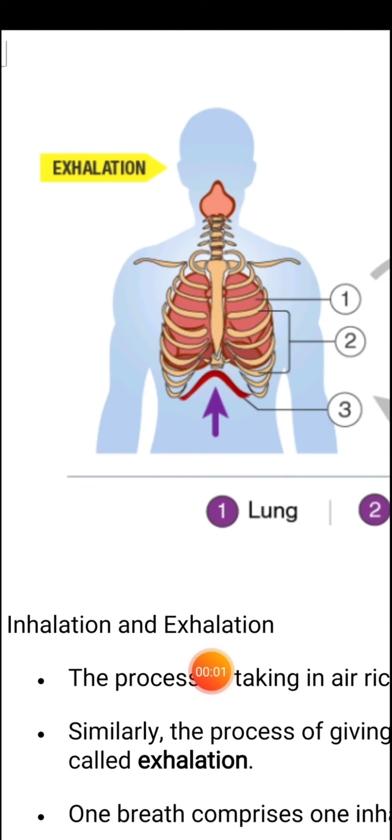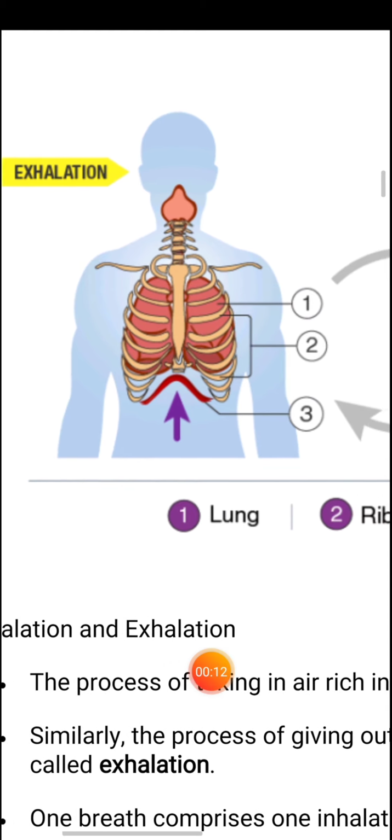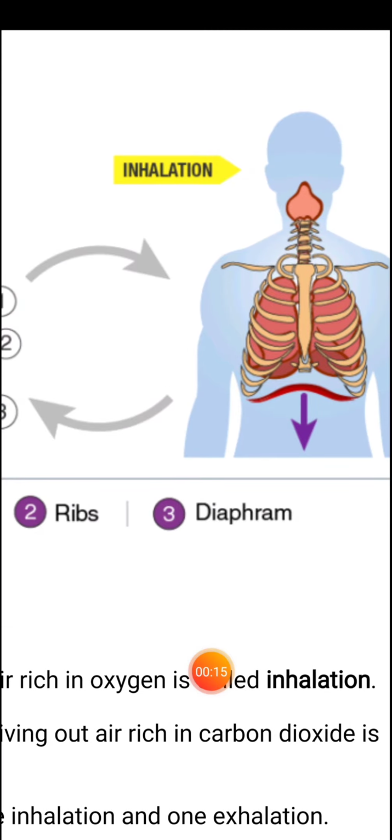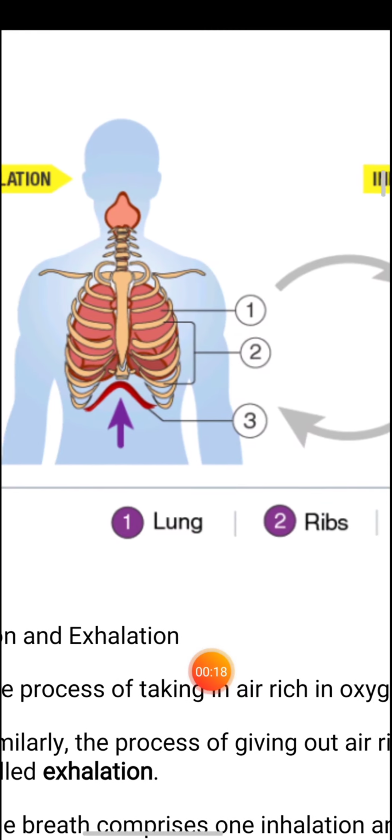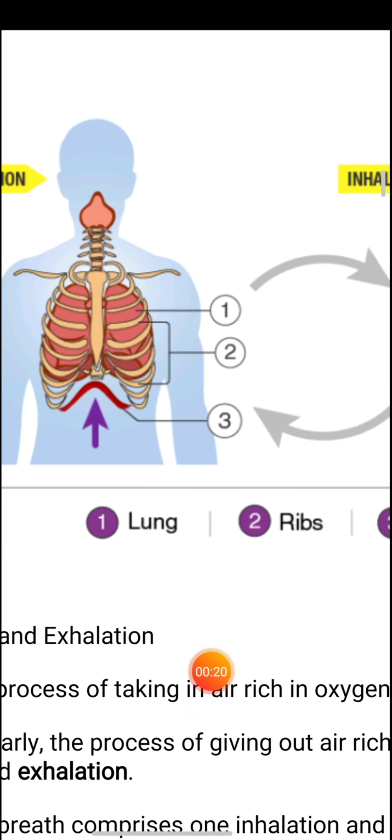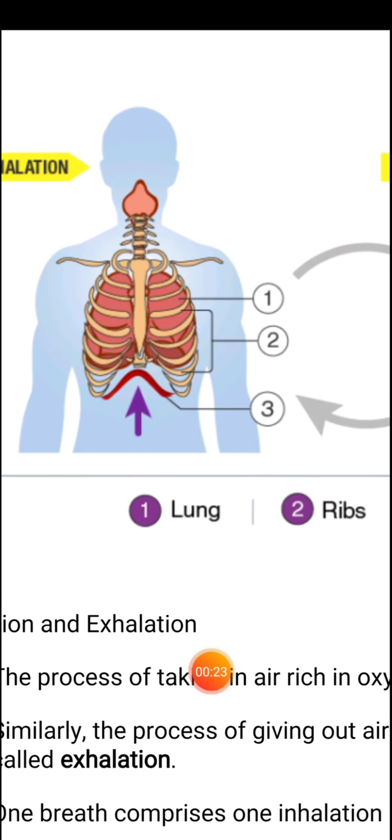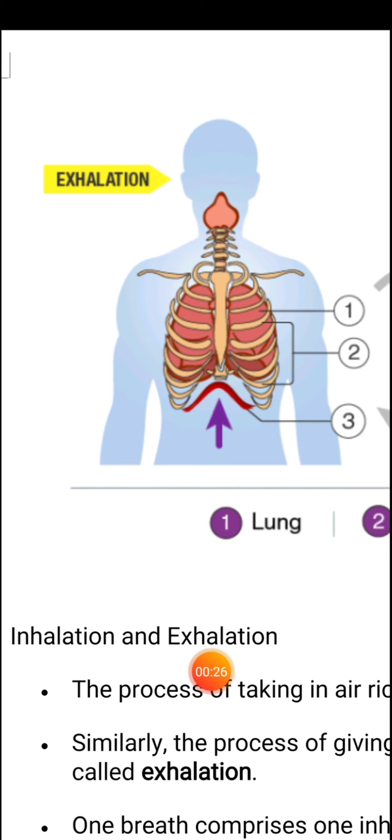Now we'll move into the physiology of respiration. That means what is happening when we inhale and exhale. You can see there are two diagrams, one for exhalation and another for inhalation. Each process is numbered 1, 2, 3, showing what is happening. First we will discuss what happens when you exhale the air. Exhaling means giving out carbon dioxide. When we exhale, we are giving out a good amount of carbon dioxide.